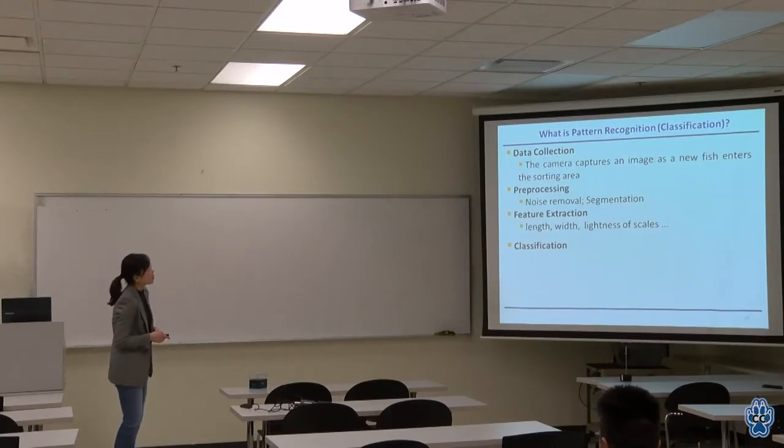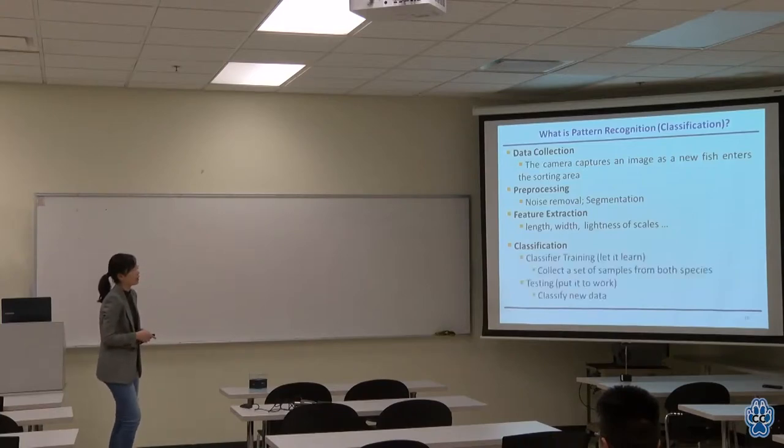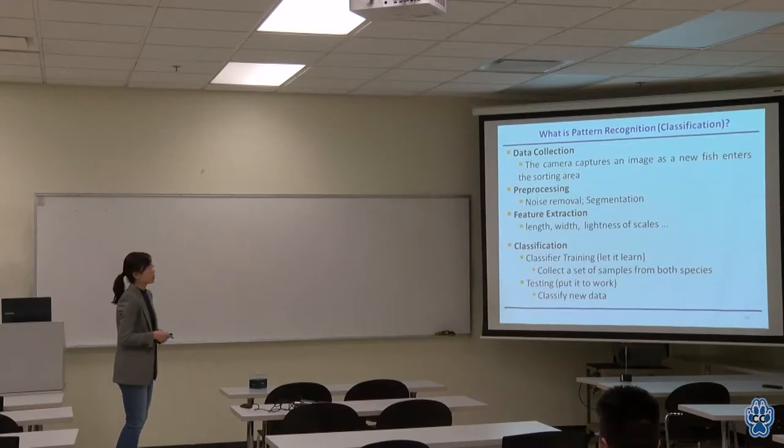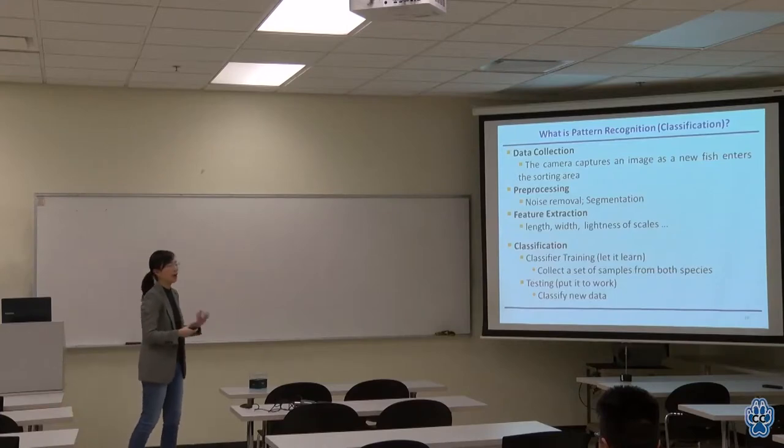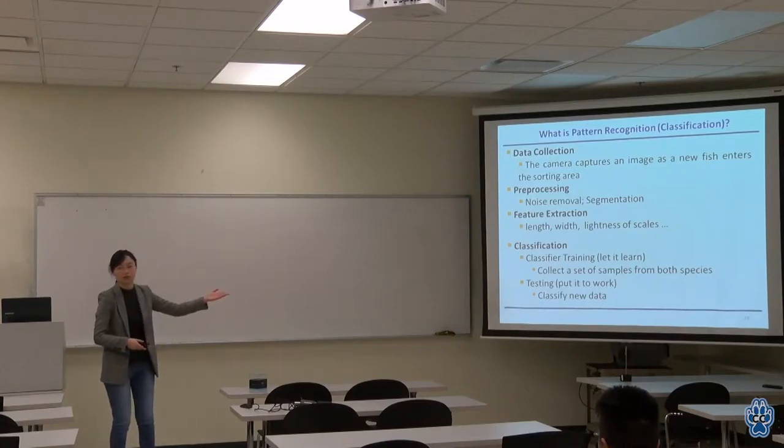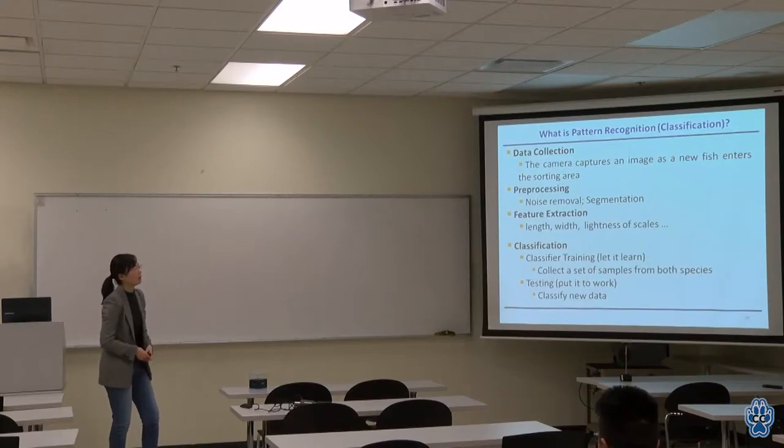Then the last one is classification. Classification typically consists of two phases, training and testing. So training is we need to create a model based on a large number of samples. So we let it learn. We want the system to learn, okay, from the data, and then find out this model by itself.